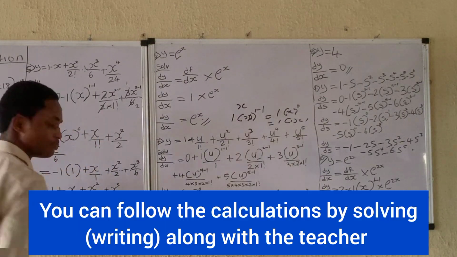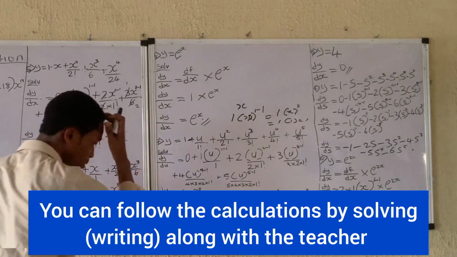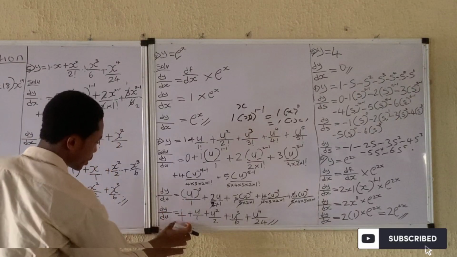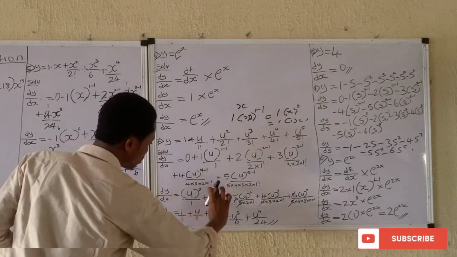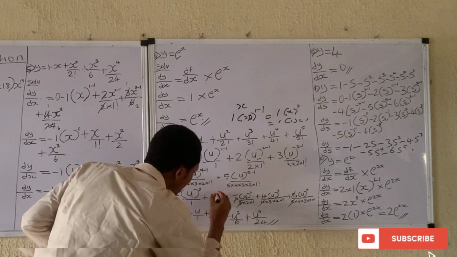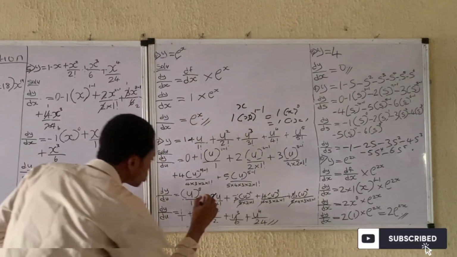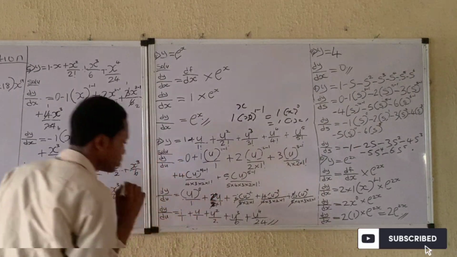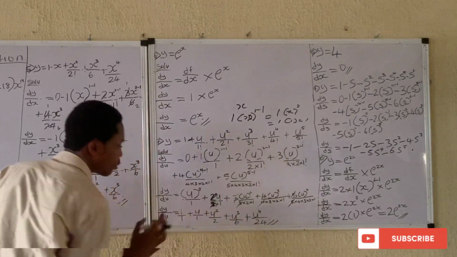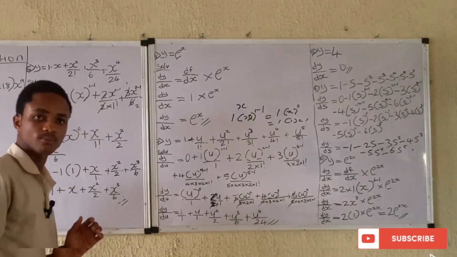dy/du equals, now remember anything raised to the power 0 is 1. This is already 1 all over 1. Plus now 2u all over 2 times 1. The 2 cancels the 2, leaving behind u all over 1. u all over 1. That's how we got this one.